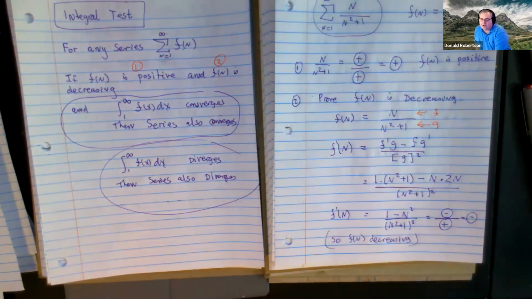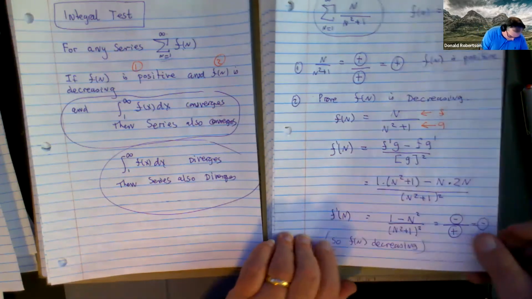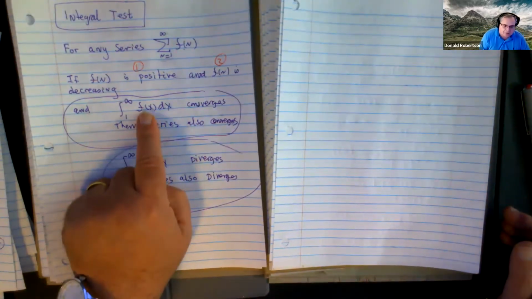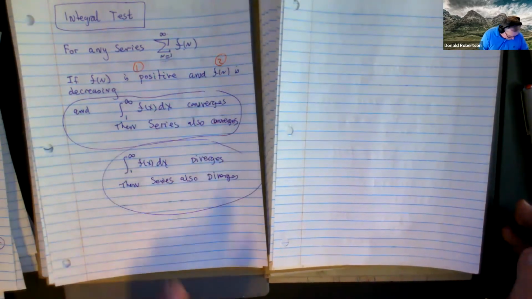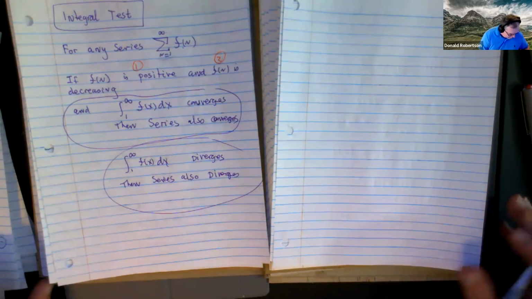And that's pretty much the only time I'm going to do those two steps. For the rest of these questions, I want you to just pretend that I did it, but you really should do it to get practice at it. So the final stage is to find this integral. And if this integral converges, then my series converges. If this integral diverges, my series will diverge.